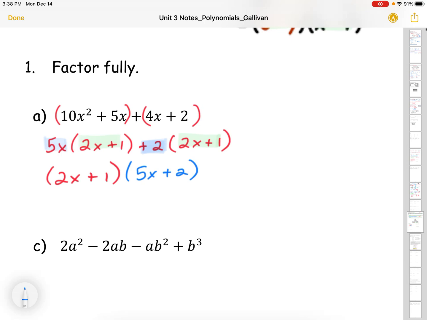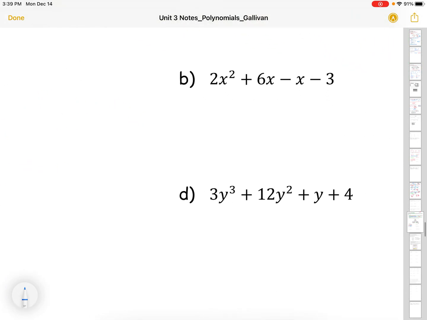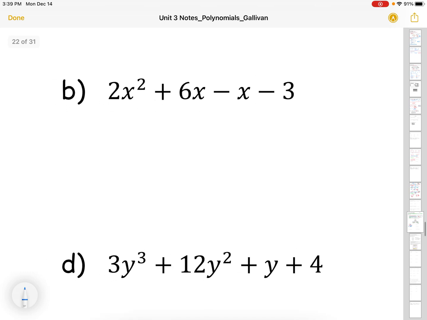Now, how do we check? Well, we can FOIL. So let's FOIL this. And I'll get 10x squared plus 4x plus 5x plus 2. Now, these are the same. They're just in the opposite order of what they were at the beginning, but they're the same values. Now, you could have also combined like terms and tried to factor the trinomial. The only problem is it's got that factor in front of the 10, so you can't use the process we've been doing so far because it's a complex trinomial.